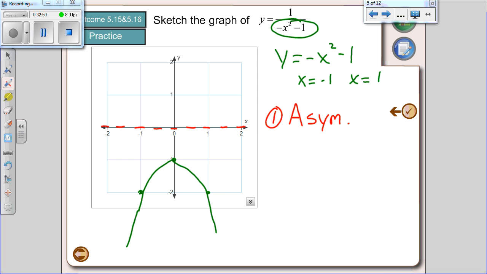The second step is what? Invariant points. So that's anywhere that y is equal to 1 or y is equal to negative 1. We have one spot right there where y is equal to negative 1. That's your only spot where you have an invariant point. So in this case, there's only 1. Your next thing to do is reciprocate.